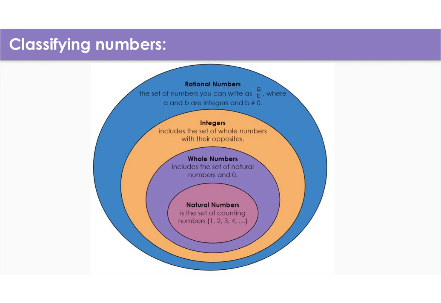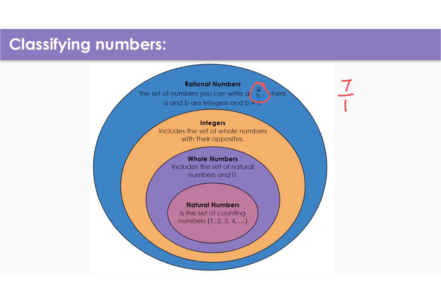Okay, so here we go, classifying numbers. So our biggest circle here is rational numbers. That incorporates every other set of numbers that we're going to be talking about. So rational numbers are any number that you can write as a fraction. Remember, you can write whole numbers as a fraction. So 7 is a rational number because it's 7/1.